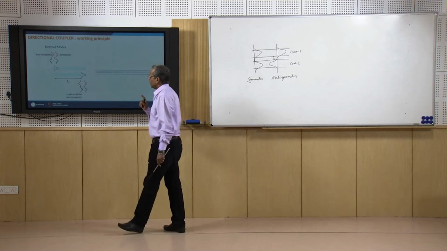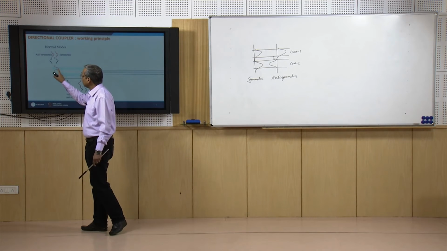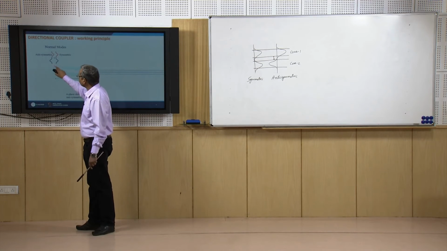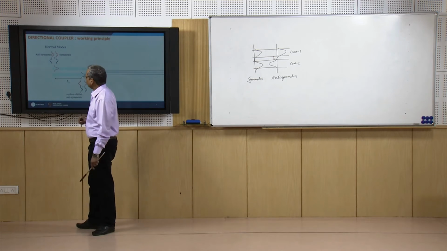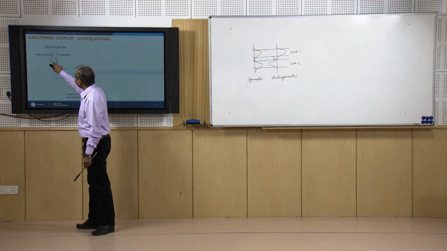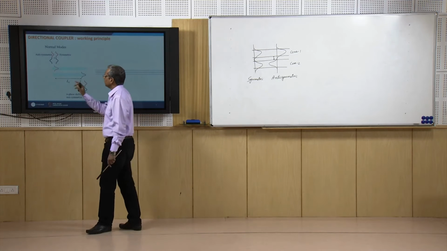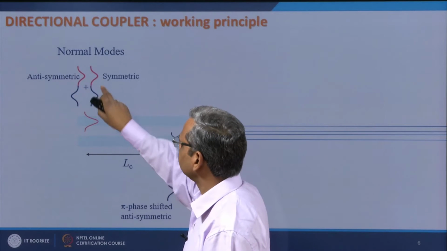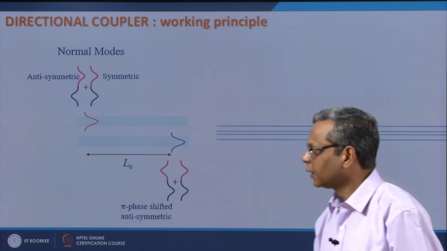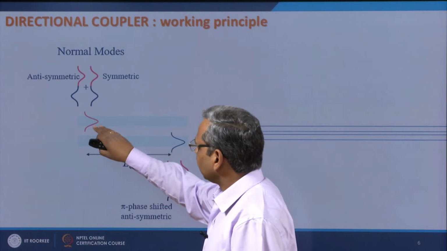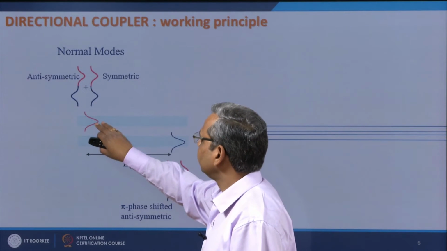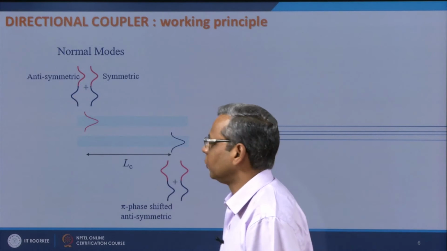So, now if I launch this pattern into this core, then this can be understood as the superposition of these two modes. When I launch this, it means I am exciting this mode and this mode equally, because you can see if I add them up, then this plus this will give you the power in this core, while they will cancel out. So, there will not be any power in this core. So, exciting core 1 with an appropriate field pattern is equivalent to exciting symmetric and anti-symmetric modes equally.